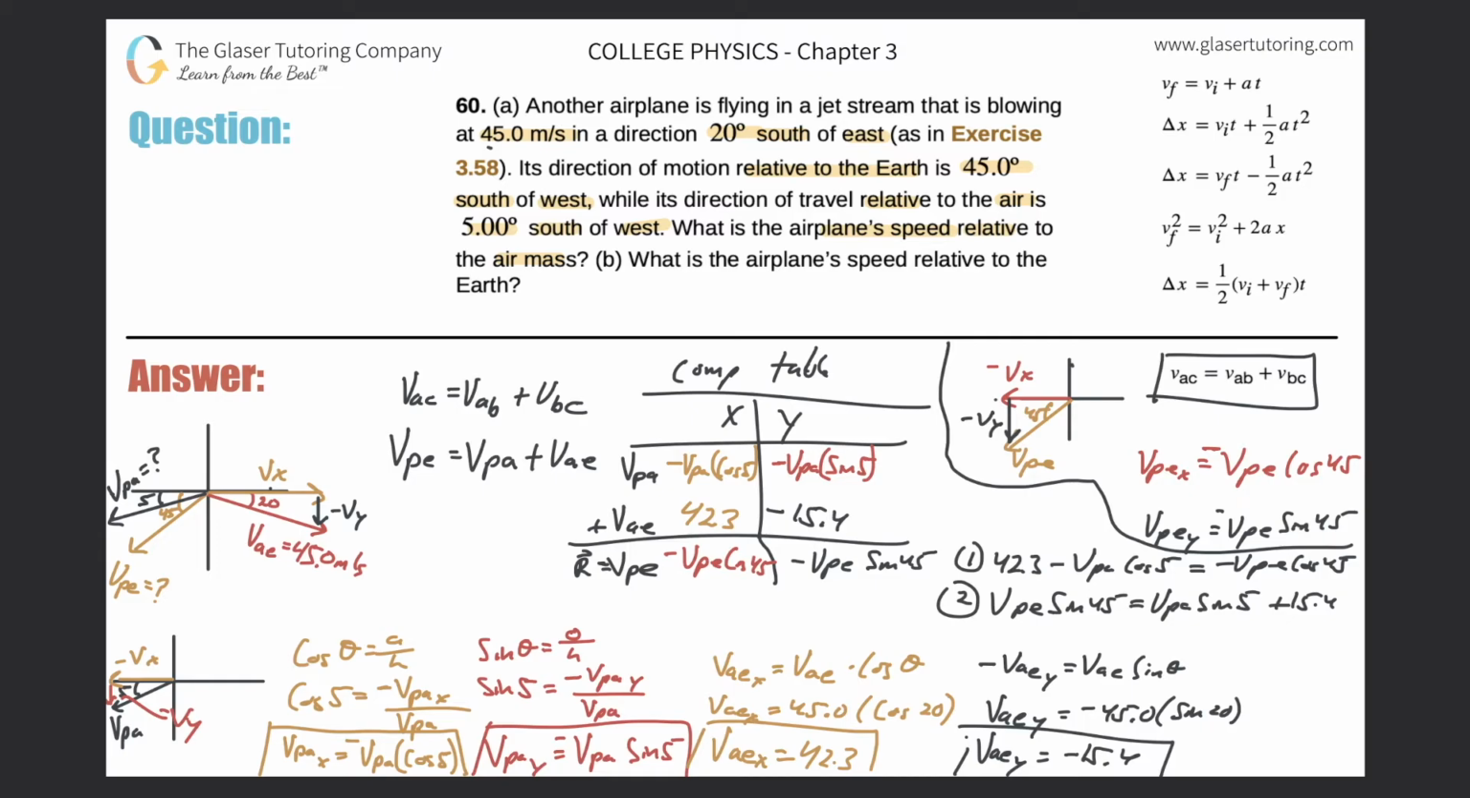Now, why do I love this? Well, I love this because I can solve it from here. I have two equations with two unknowns. What are the unknowns? Well, VPE and VPA. Two equations, two unknowns. How do we solve it? It's like a system of equations, stuff you've done in high school. So let's first solve number 2 for VPE, because we have VPE sine 45. So really what we have to do is just divide out the sine of 45.